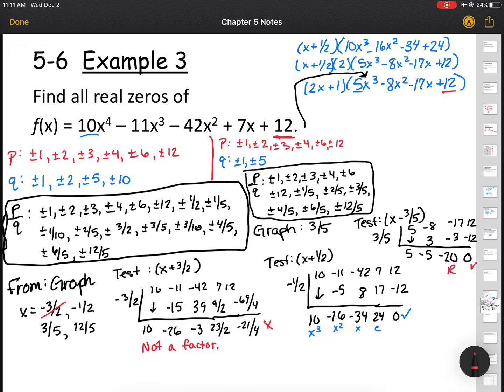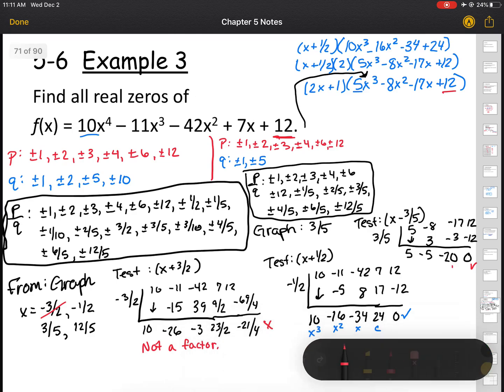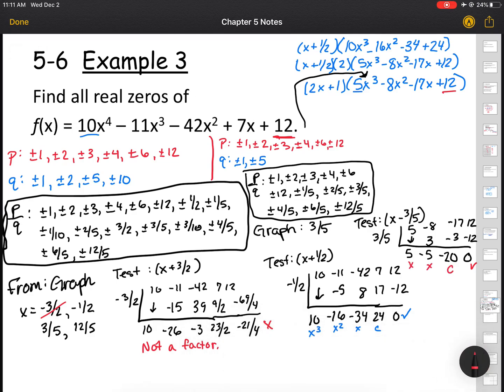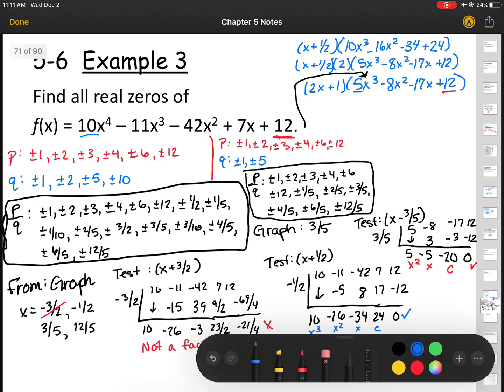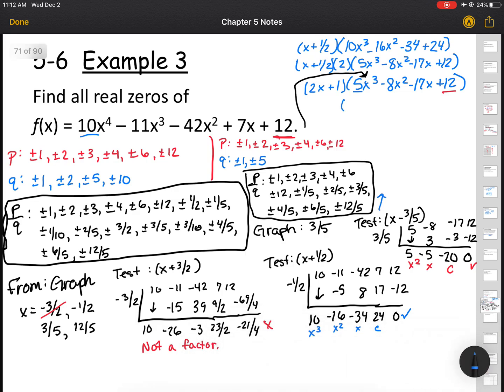That was my constant. Oops. My x term and my x squared term. So when I pulled that out from this given info, okay, I'm left with that 2x plus 1. It's not going anywhere. We just figured out x minus 3/5 is a factor. And then finally 5x squared minus 5x minus 20, coming from this stuff down here when I read it from top to bottom.